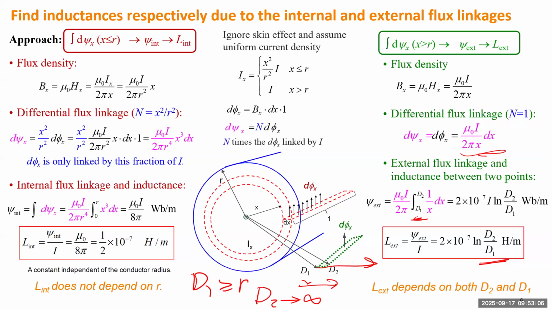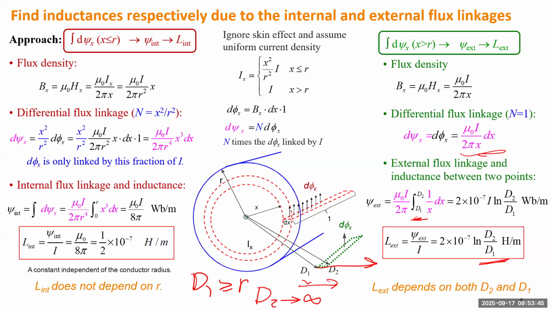But actually, in practice, it will never be infinite, because this conductor only means part of this circuit. To make it a circuit, it has to go back somewhere. If you consider a single phase AC system, you have this conductor sending current in this direction, and at a certain distance, you have to send the current back to the source, to the equipment. So that distance will be the largest distance you can have for D2. D1 will be bigger than R, and D2 will be smaller than the distance between two conductors.